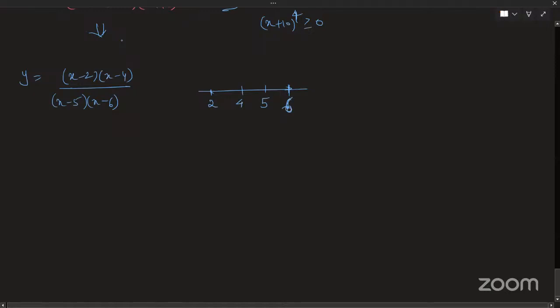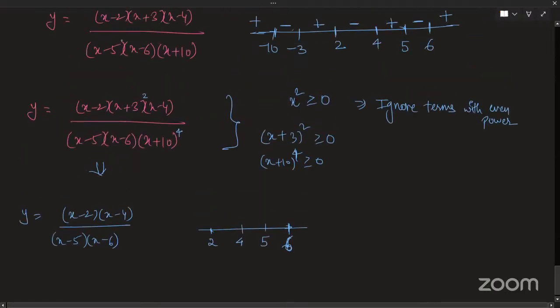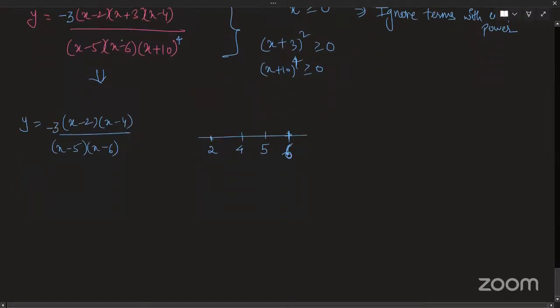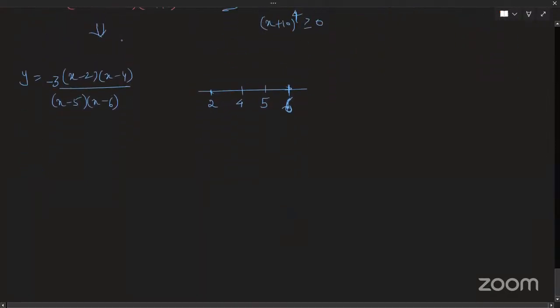Just for a little bit of complexity, I'll include a -3 over here. So I should start from the rightmost side, the right of 6. Should I include a minus sign to the right of 6 or a plus sign? Minus. Correct, I should include a minus sign.